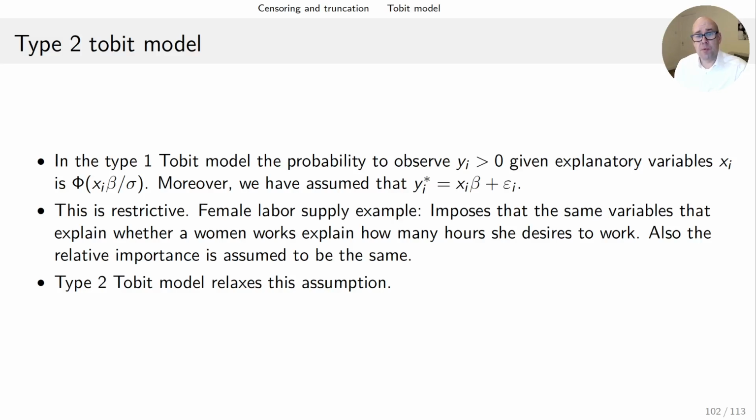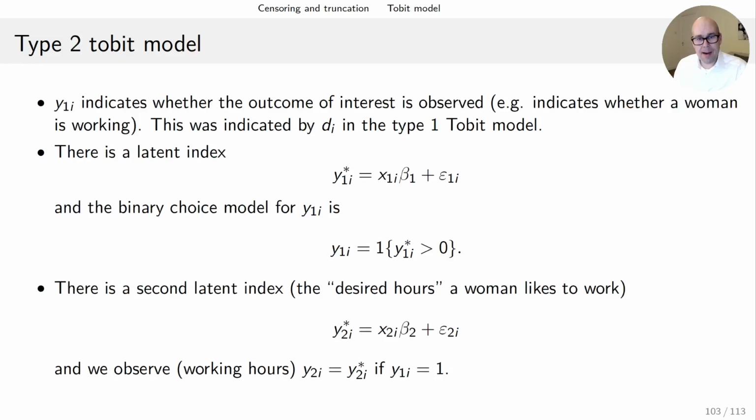And also that the relative importance of these variables is assumed to be the same. And the type 2 Tobit model relaxes this assumption. So it's really just, in some sense, conceptually very clear what is being done. We just split this up into two parts. Okay, so we have a separate binary choice model, and that will determine whether or not there is censoring. And then we have another part of the model that will describe the relationship between the uncensored variable and x once we observe it.